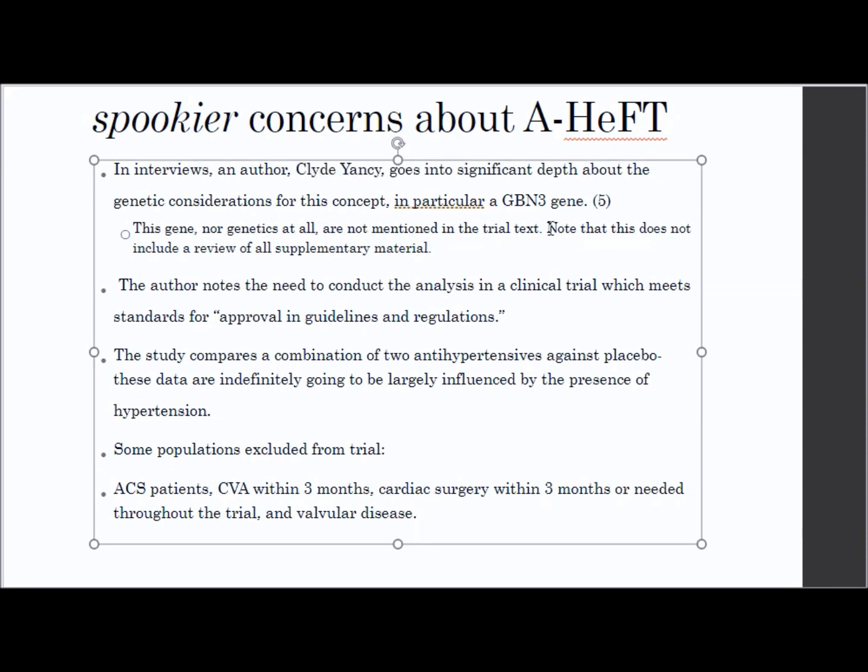Do note that this does not include a review of all supplementary material, and it is my eyes, so I could totally have missed things where they allude to this gene. If I did, let me know.